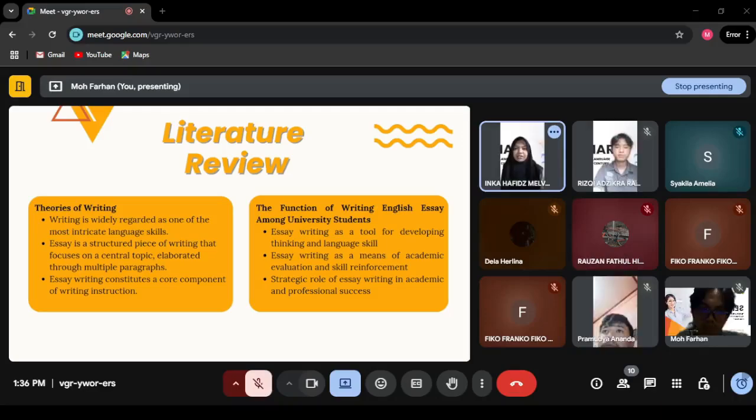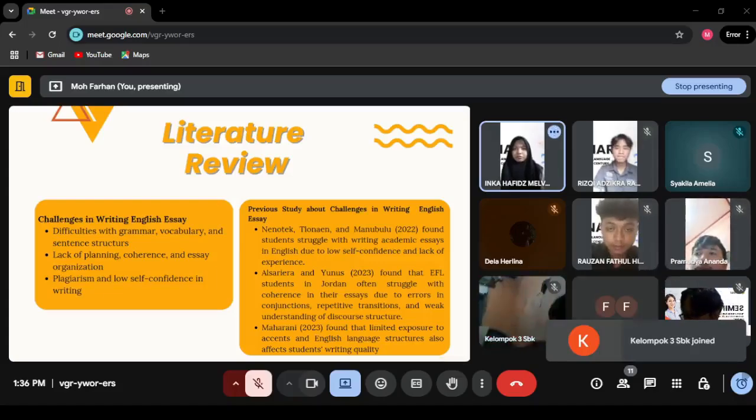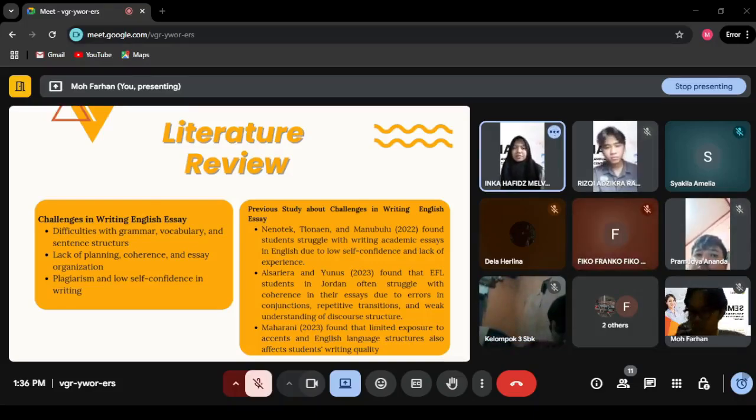Next is the literature review. First is challenges in writing English essays. First is difficulties with grammar, vocabulary, and sentence structure. Second is lack of planning, coherence, and essay organization. Third is plagiarism and low self-confidence in writing. As mentioned in our paper, common challenges include grammar, vocabulary, organization, and plagiarism.